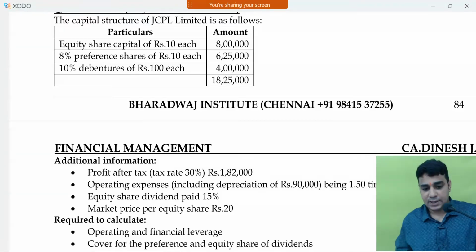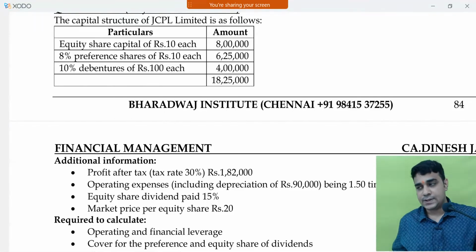Capital structure of JCPL Limited is as follows. Equity share. Guys, you have any doubts, you discuss with me. I don't want any cross discussion, please. Any doubts you can ask to me. I don't want any cross discussion.